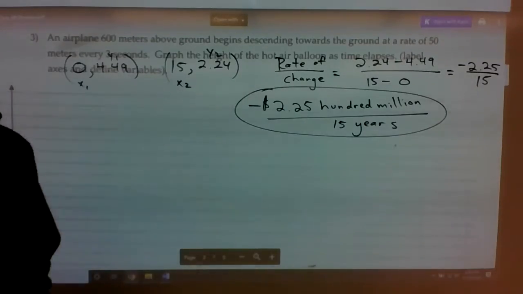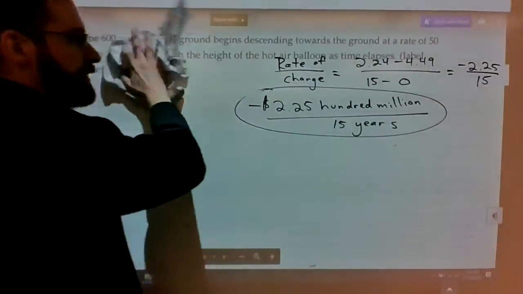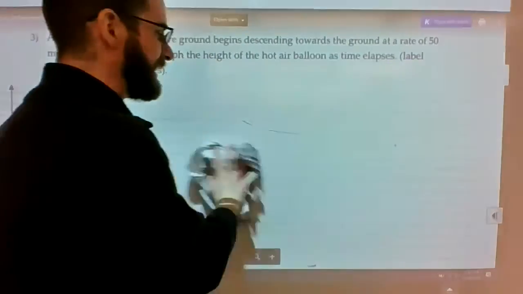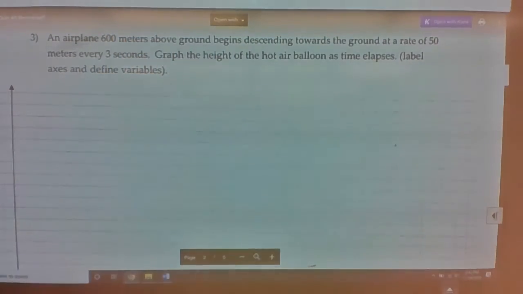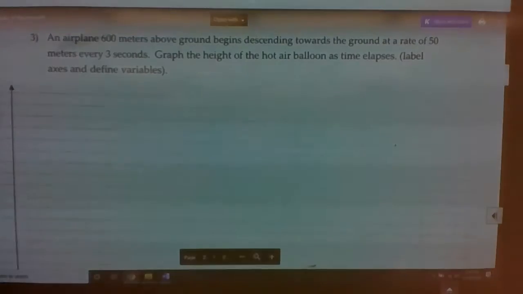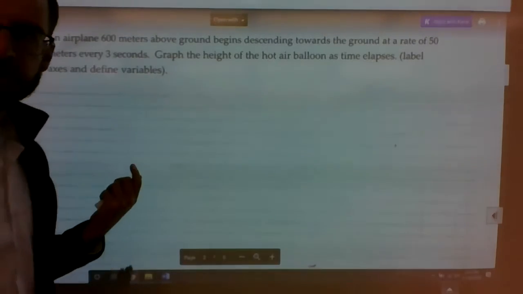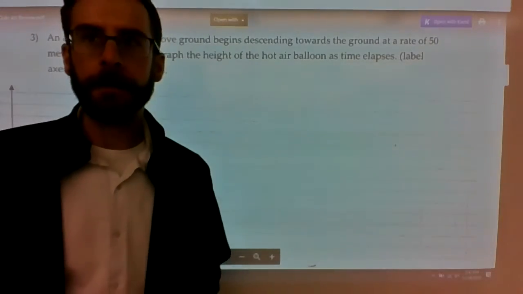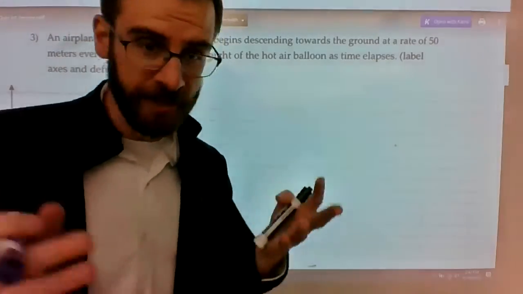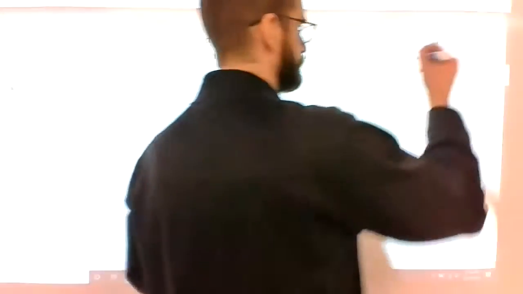Number 2. This is where we had to graph one of those linear models where we're given a starting point and a rate of change. So an airplane 600 meters above the ground, that looks like a pretty blatant starting point to me. So I'm going to put that right over here.